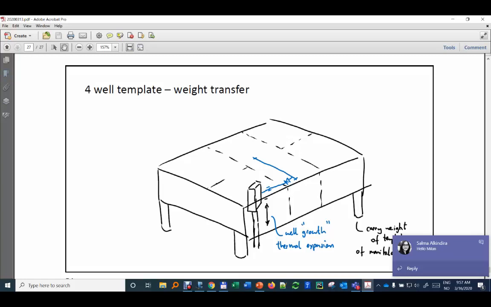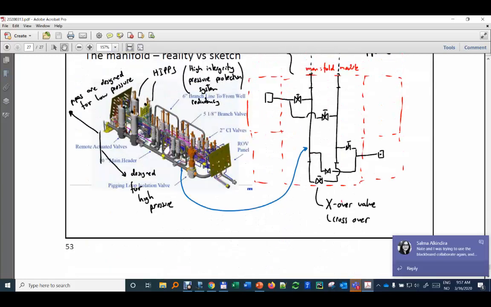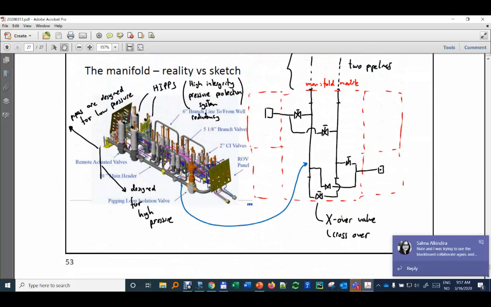So if you have one structure which is fixed and you have one structure which is going up and down, then the connector, if it's rigid, might suffer. So that's why you create some elasticity in the system, some spring-like behavior. This loop, if you have some expansion of the well up and down, can absorb it, increase the elasticity of the system and allow for some movement up and down.